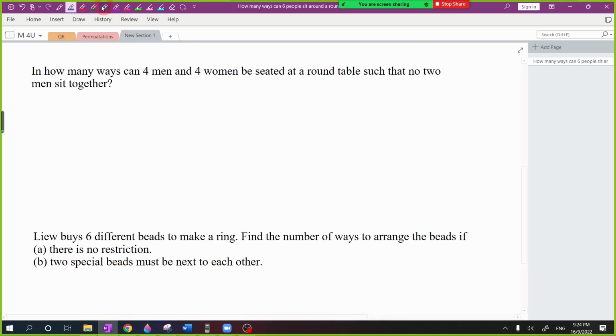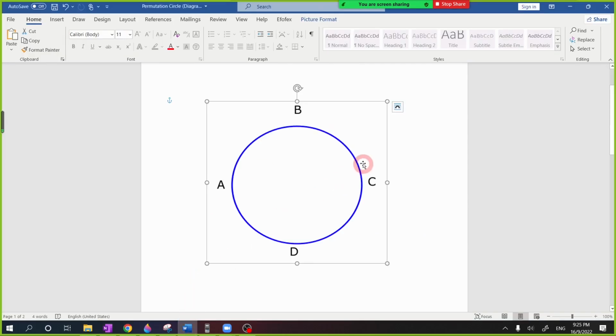Okay, let's try another question. In how many ways can 4 men and 4 women be seated at a round table such that no 2 men sit together? Okay, that means every man needs to be separated. So this type of question will be a little bit complicated. You can do it this way. First, let me show you this diagram.